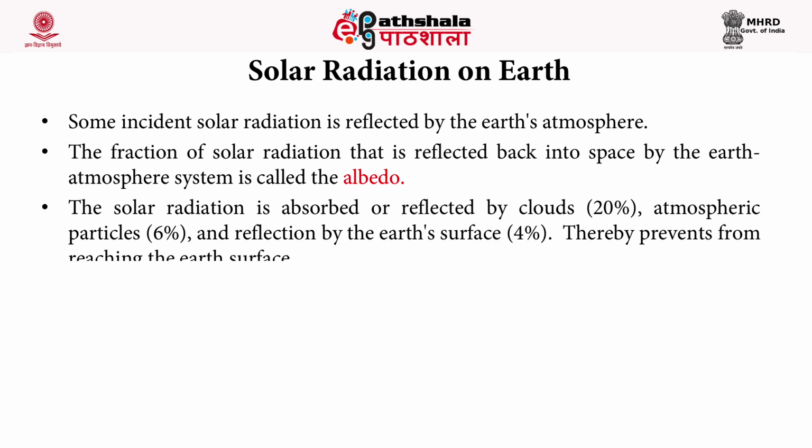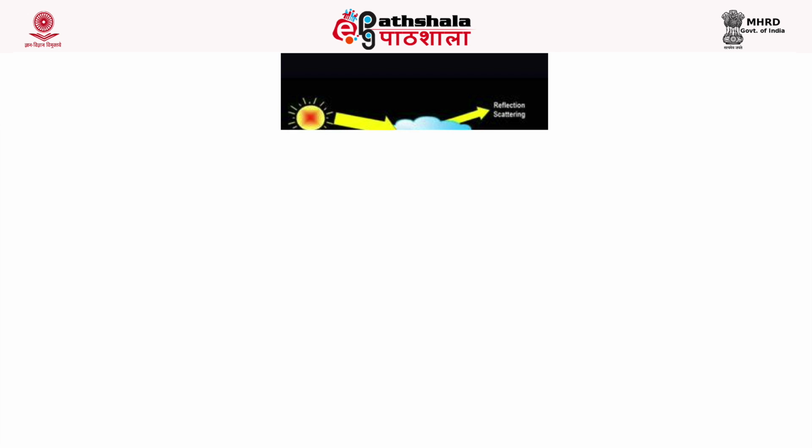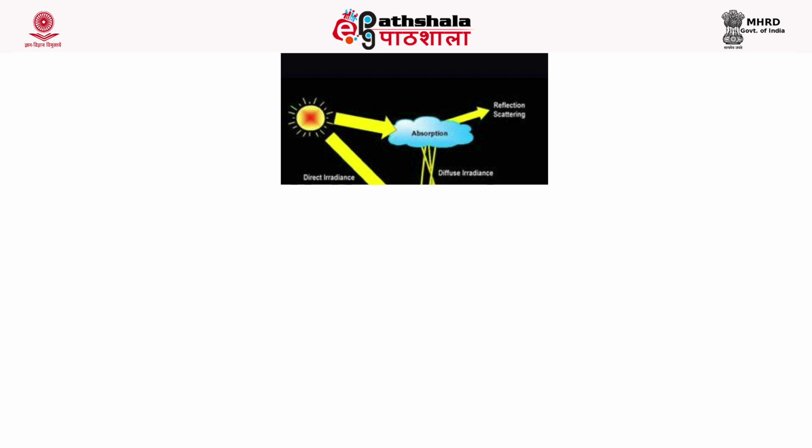The solar radiation absorbed or reflected by clouds is around 20% as per the earth's energy budget, atmospheric particles around 6%, and reflection by the earth's surface is 4%. So around 30% is absorbed or reflected. That is why the albedo of earth is around 30%, and these are preventing the radiation from reaching the earth's surface. The solar flux that enters the atmosphere is reduced by the albedo, as we have already seen.